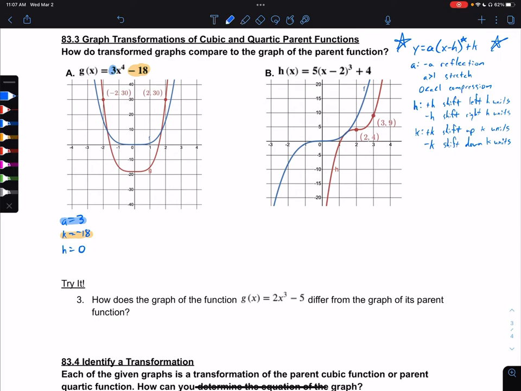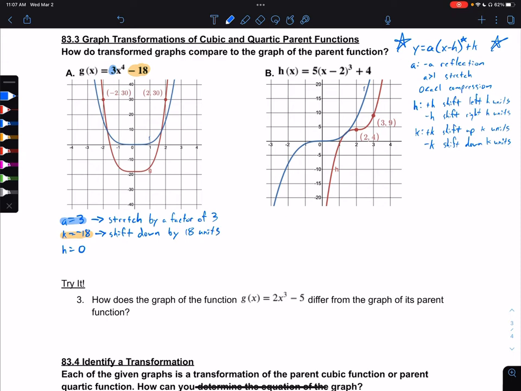Since a is equal to 3, that tells me that there is a stretch, because a is greater than 1, so there is a stretch by a factor of 3. K being equal to negative 18 tells me that there is a shift. Remember, this is vertical. K is up and down, so there's a shift down by 18 units.